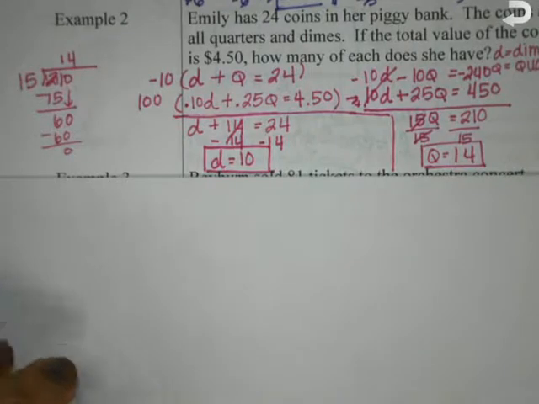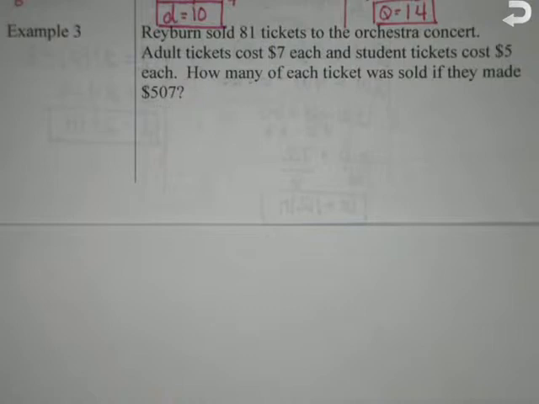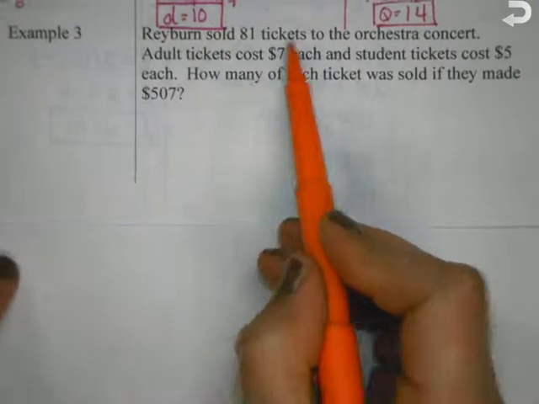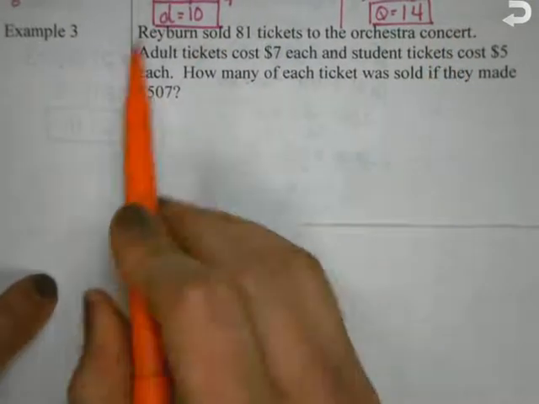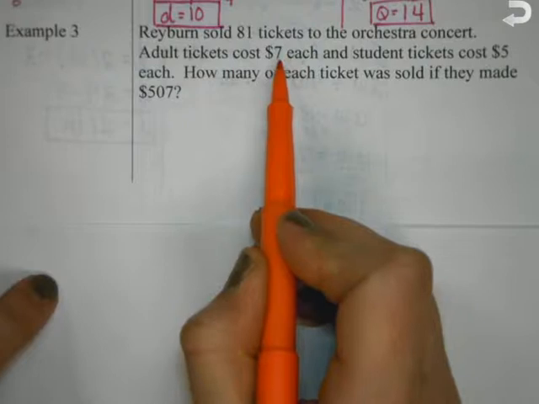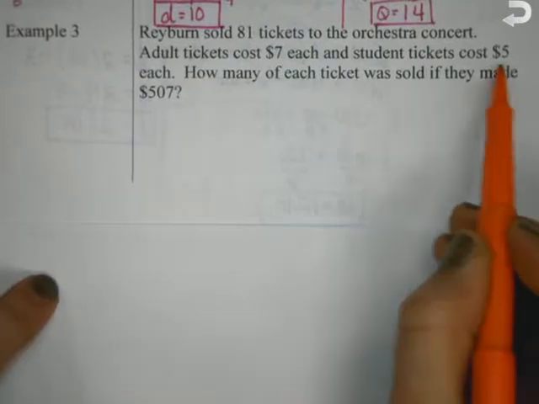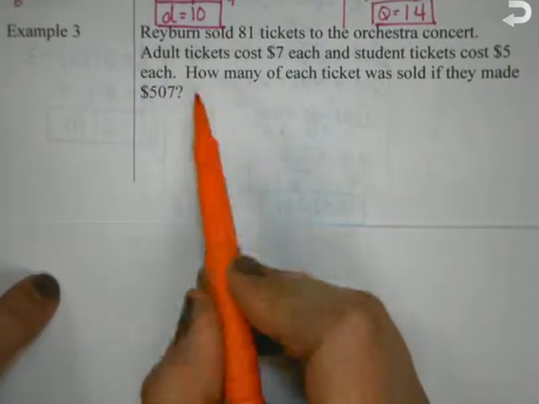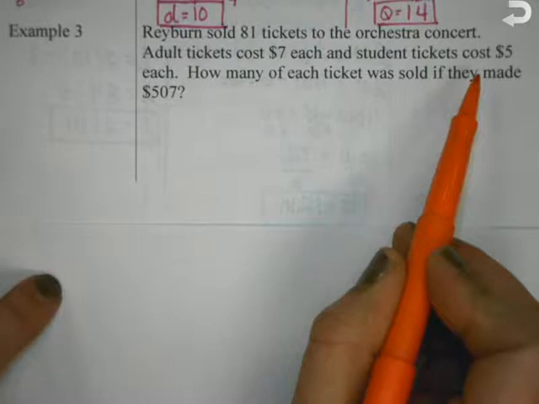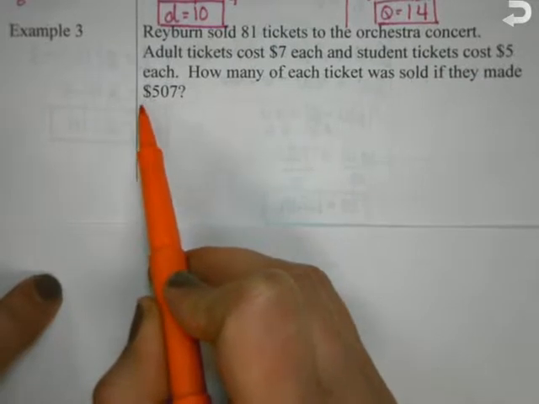Rayburn sold 81 tickets to the orchestra concert. Adult tickets cost $7 each, and student tickets cost $5 each. How many of each ticket was sold if they made $507? Same idea as the coin problems, but no decimals.